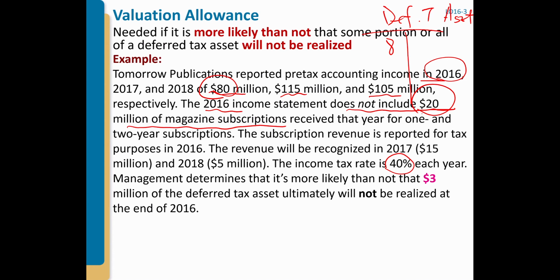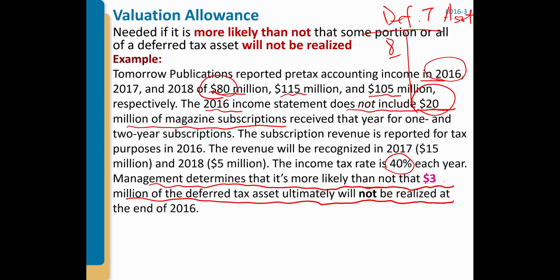So this is just like the previous example, okay? But we have special issues here, right? Now with this 8 deferred tax assets, you have those journals. So if we believe, okay, management determined that it's more likely than not that 3 million of the deferred tax assets ultimately will not be realized.